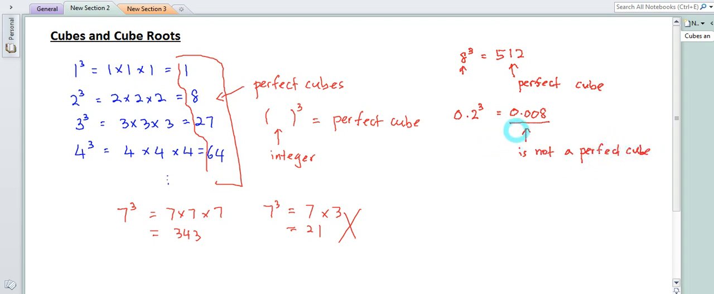Okay, so if you want to test whether a number is a perfect cube or not, we can actually use the calculator cube root. This one I will talk about later.